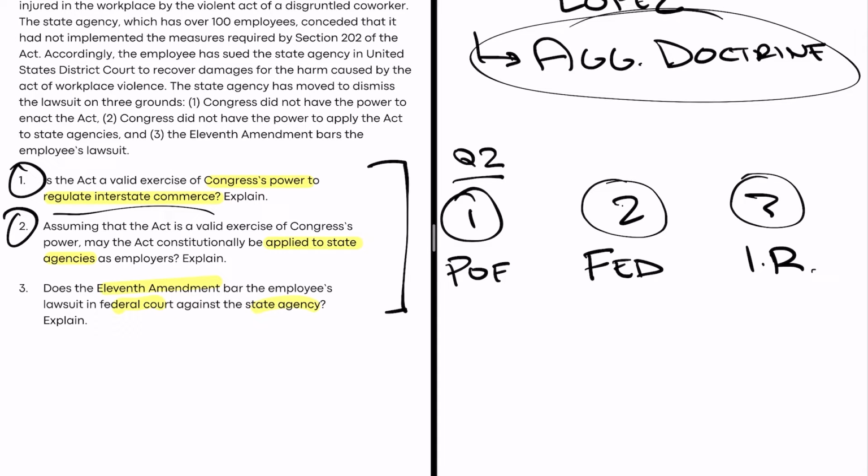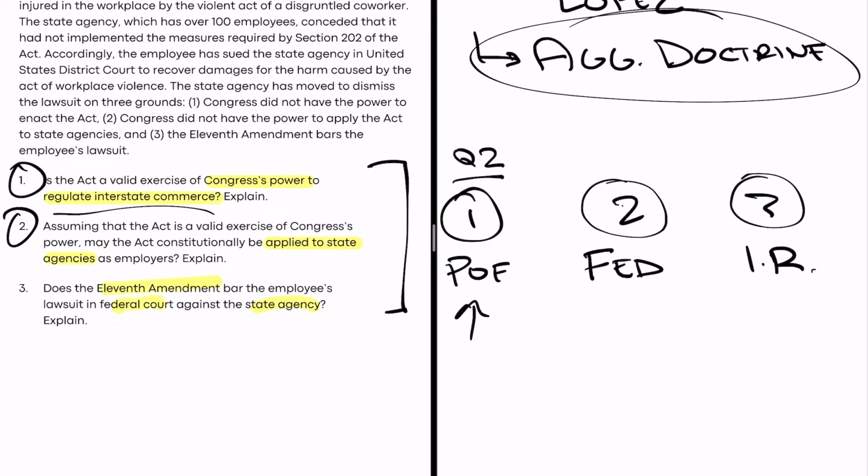Usually we can bucket questions and facts into these three major categories. Power of the feds being anytime we see Congress, the President of the United States, or a federal court taking action, we're asking, does this federal actor have the power to take this action? This would be like question number one. We see Congress is trying to pass a law. Congress is a federal actor. They're trying to pass a law. Do they have the power to pass that law under the Commerce Clause? Right? So that's how we would bucket question number one.